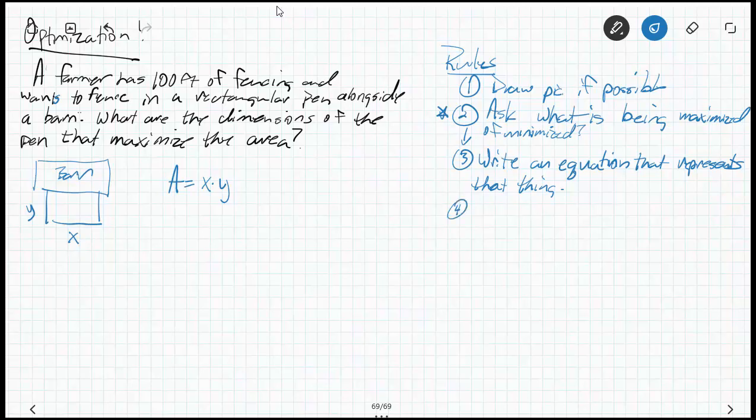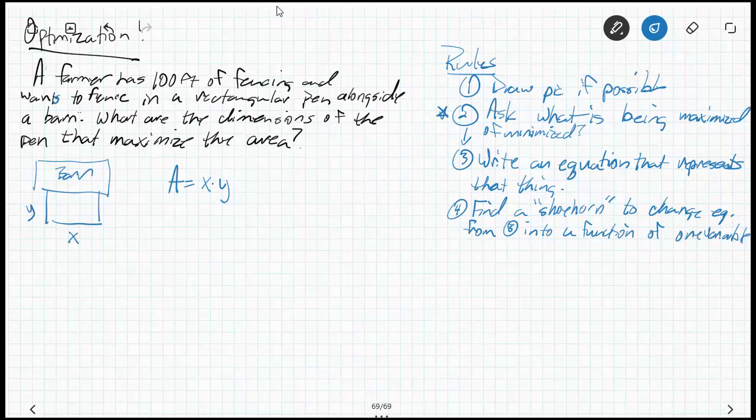So here's where I come in with a Ripleyism. All right, find a shoehorn. You know what a shoehorn is, right? A shoehorn is the thing that helps get your big feet into your leather shoes, especially if your leather shoes are tight. Find a shoehorn to change the equation from 3 into a function of one variable. Anyway, so what's my shoehorn?